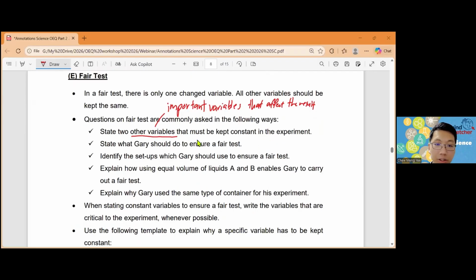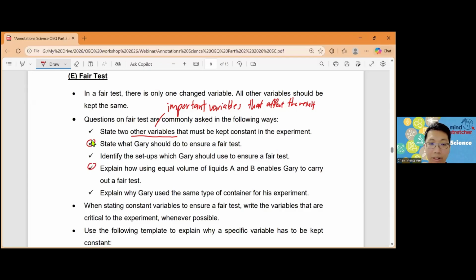All right. So in the other ways that they ask the question, state what Gary should do to ensure a fair test. Okay. So this is what you need to take note of. What should he do to ensure a fair test? Change what variables, keep what variables constant, things like that. Identify a setup. Okay, this one is the easier one also. Identify which one he should use to ensure a fair test. So you must choose only one change variable. The rest keep the same.